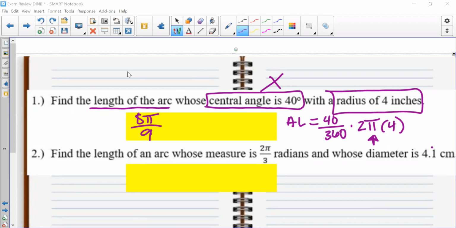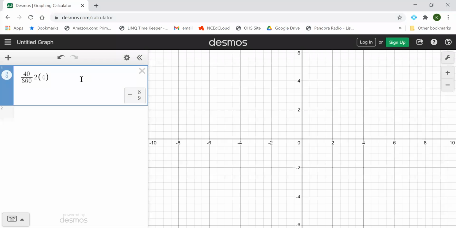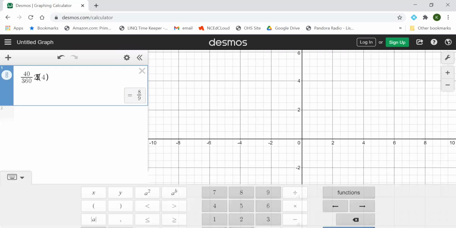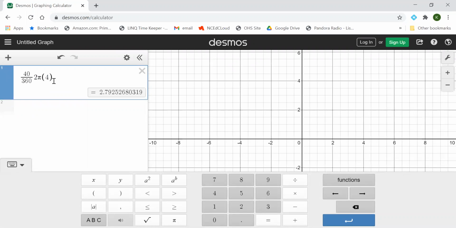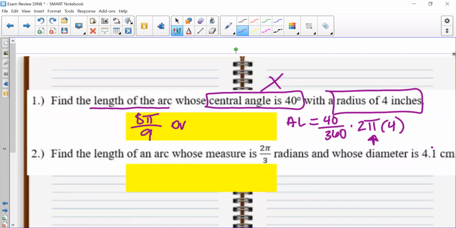Sometimes you'll see your answer as a decimal, and what they will have done is typed the whole thing in: 2 pi times 4 times the radius, and then they'll ask you to round that, usually to the nearest hundredths place, so it would be 2.79. So that's another way we could see the answer. Both of these would be inches, since that's what we were in. It just depends on the answer choices. If they wanted it in terms of pi, the answer would be 8 pi over 9. If they wanted it in decimal, the answer would be 2.79.